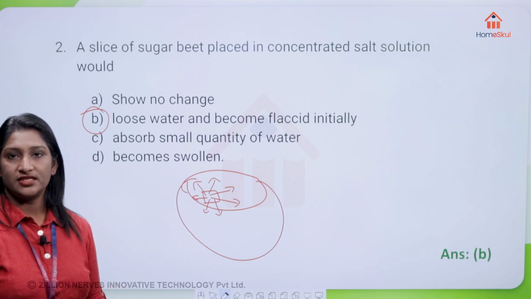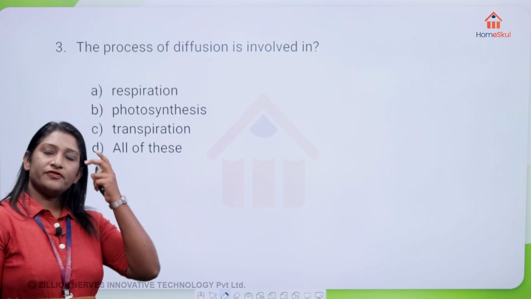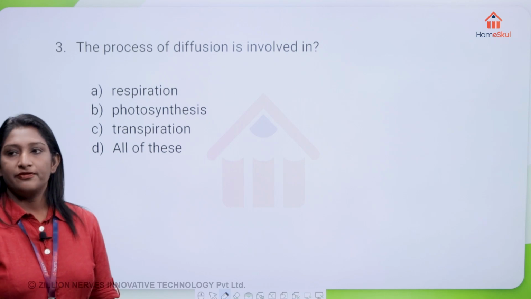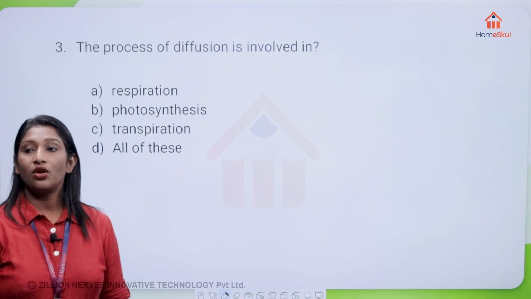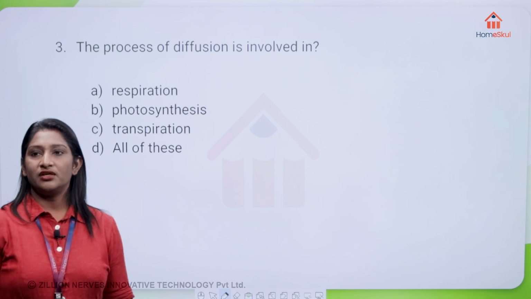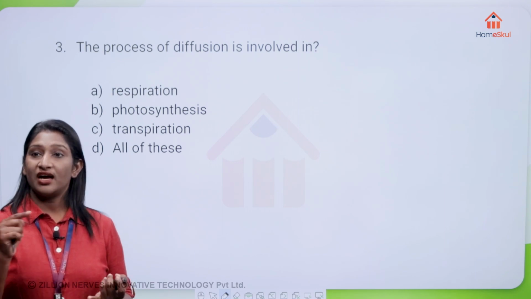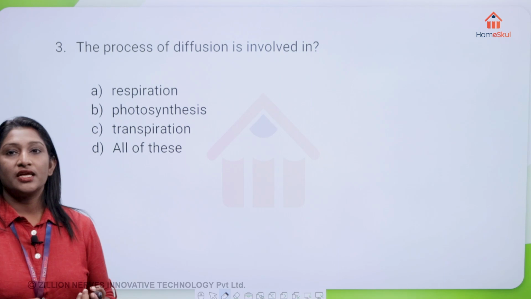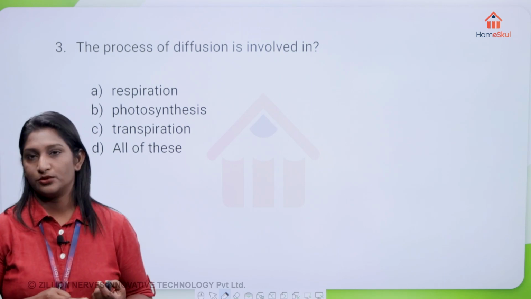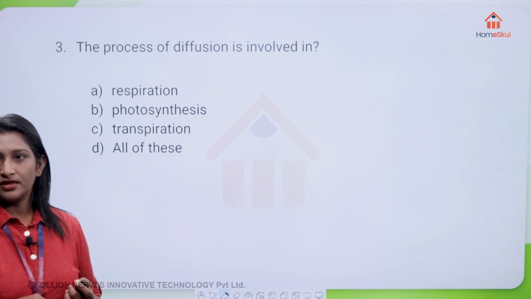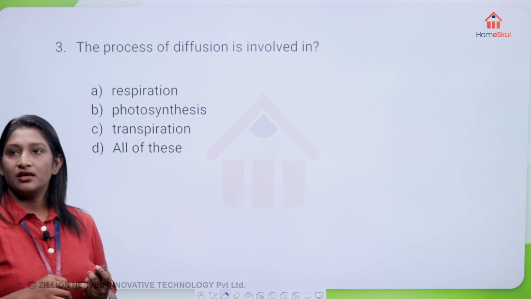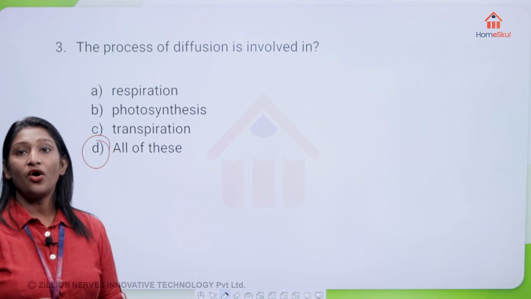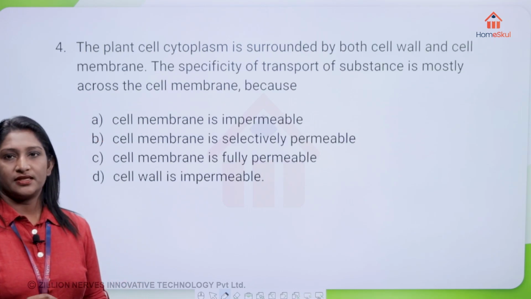Then the third question: the process of diffusion is involved in respiration, photosynthesis, transpiration, or all of these. We have learned diffusion in respiration, in photosynthesis also, and in transpiration also. So all of these. Leah, Vismaya, Anushka, Diya, yes, option D is the answer: all of these.